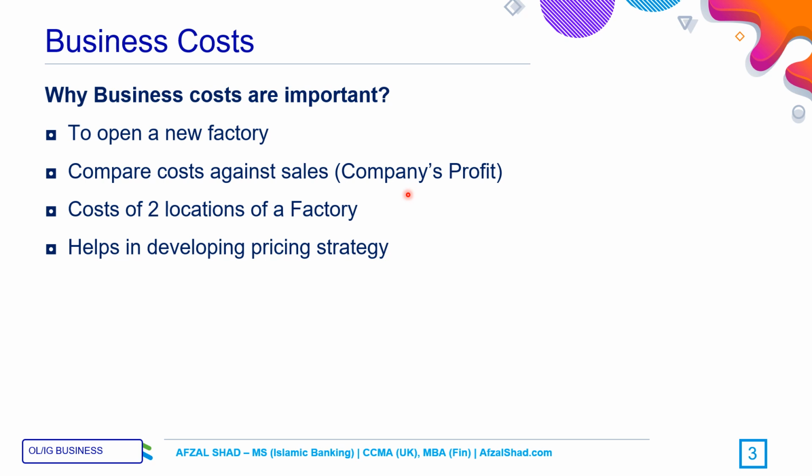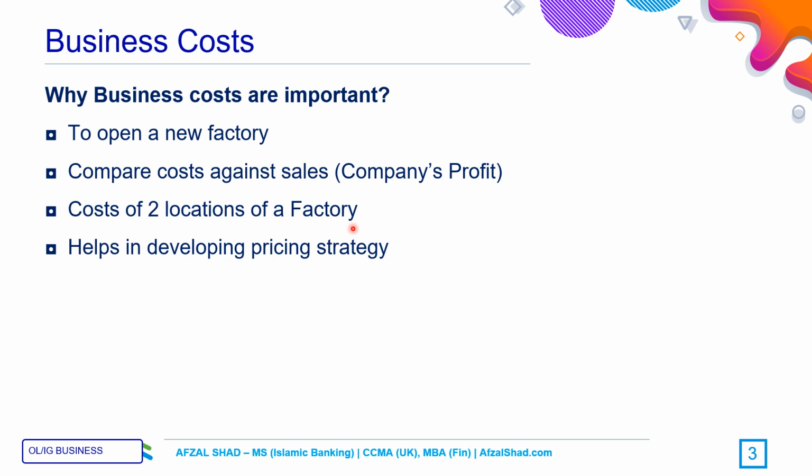The third thing is the cost of 2 locations of a factory. Now again, how can we use the cost data? For example, we have 2 options. We can open up a factory in city A. We can open up a factory near city B. We are going to compare the costs of all of the ingredients. For example, the cost of building, the cost of land, the cost of transportation from the suppliers, and then the cost of delivering the goods to the customer.